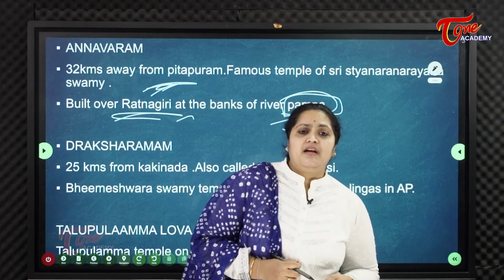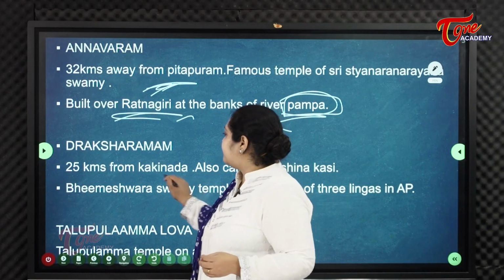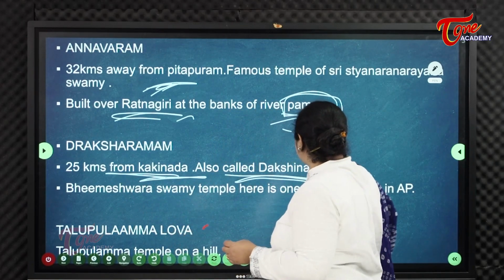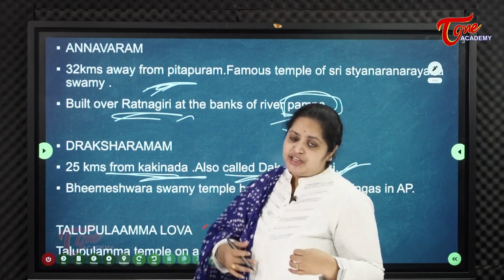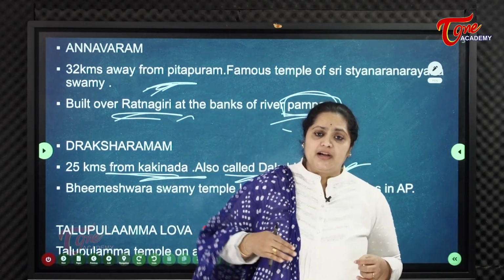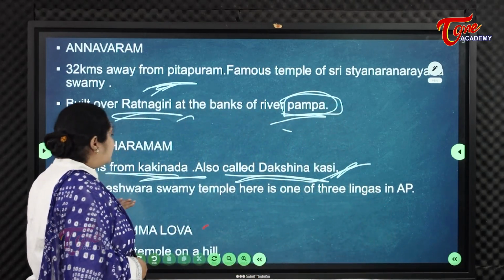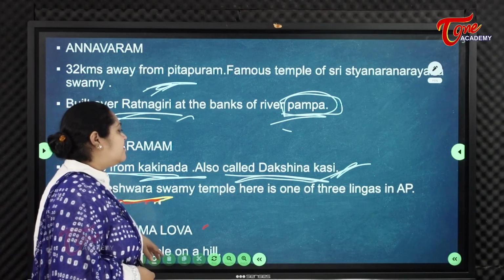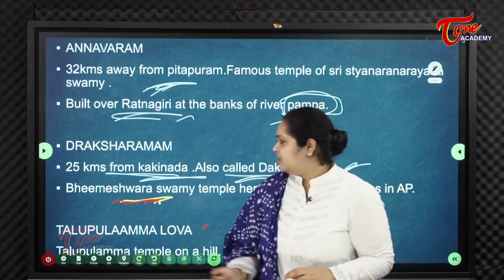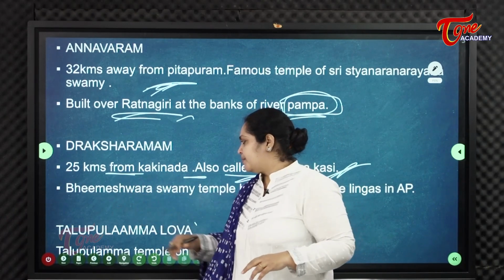Next is Draksharamam. Draksharamam is 25 kilometers from Kakinada. It is also called Dakshina Kasi, South Kasi. As we know, Godavari is also called Dakshina Ganga, meaning South Ganga. The Bhimeshwara Swami temple, one of the three lingas in AP, is located in Draksharamam.